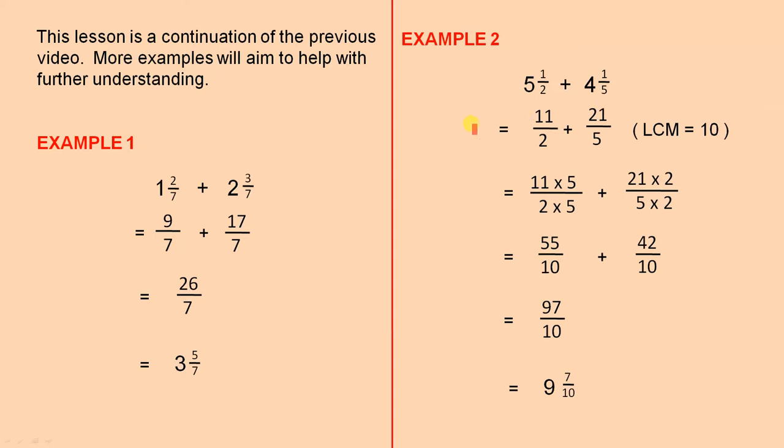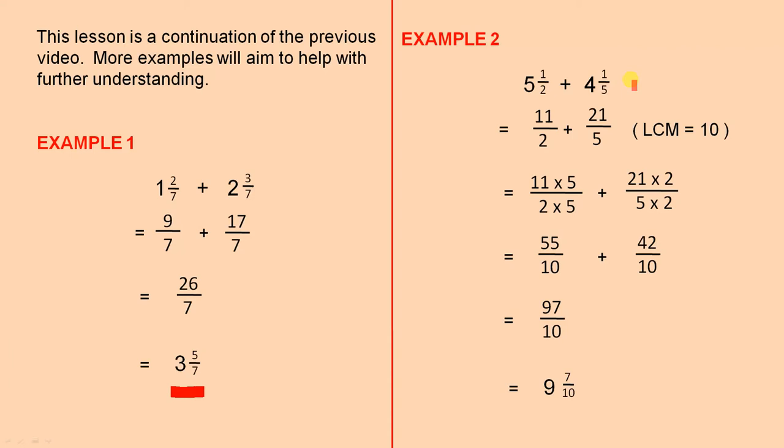Example 1: 1 and 2 sevenths plus 2 and 3 sevenths. So change these two fractions here to improper fractions. 7 ones are 7, plus 2 is 9, so that's 9 over 7. 7 twos are 14, plus 3 is 17, so that's 17 over 7. Because the two denominators are the same, just add the numerators together to give us 26 over 7, and that's 3 and 5 sevenths. 7 into 26 goes 3 times, because 7 threes are 21, with a remainder of 5, so that's 3 and 5 sevenths.